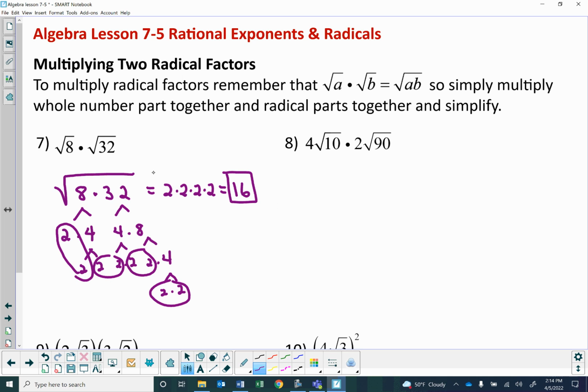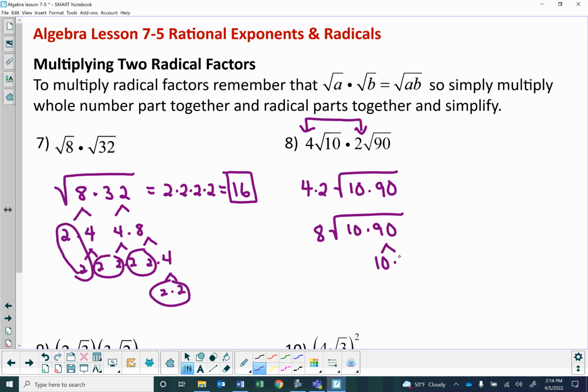Now, if we look at number 8, remember what I said, whole number times whole number, radical times radical. So 4 times 2, square roots of 10 times 90. Well, 4 times 2 is 8, square roots of 10 times 90. So I need to break down the 90. I'm going to break it down to 10 times 9, all right, because that's 90. 9 breaks down to 3 times 3.